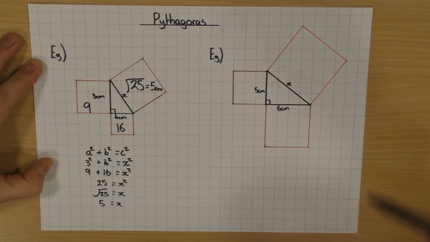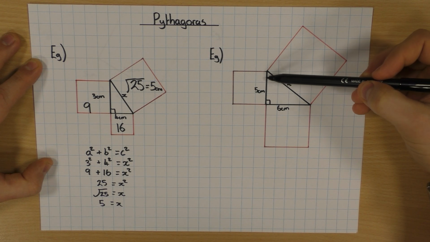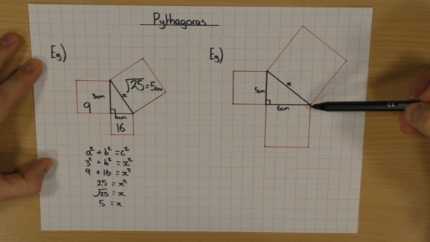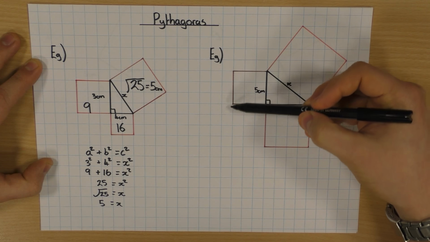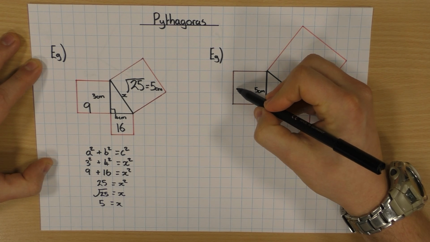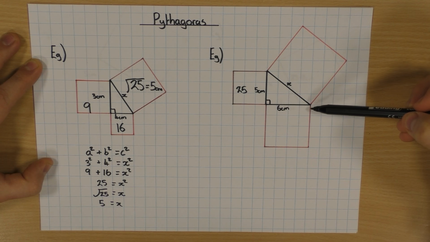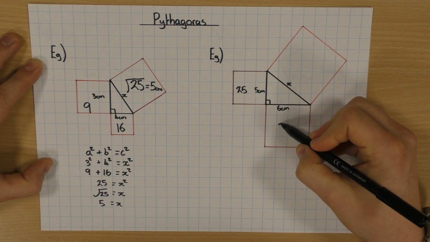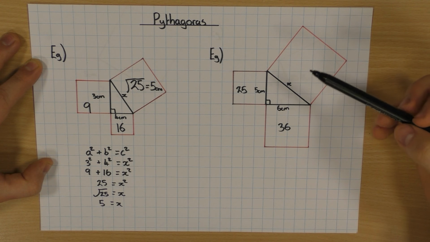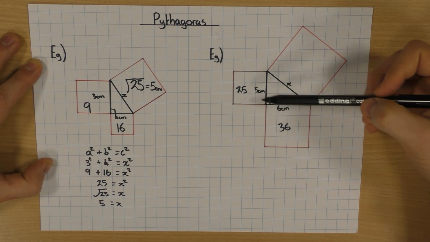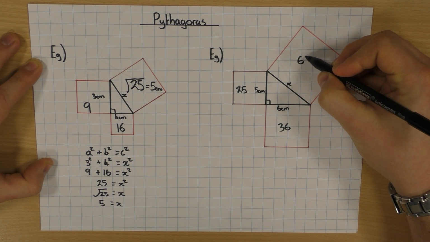Let's have a look at this one then. Exactly the same thing. This length here is 5, this length here is 6. So I'll do the first way first. Let's work out the area of this square. So 5 times 5 is 25. And 6 times 6 to work out the area of this square is 36. Now, when you add these together, so 25 plus 36, that's going to give you 61.